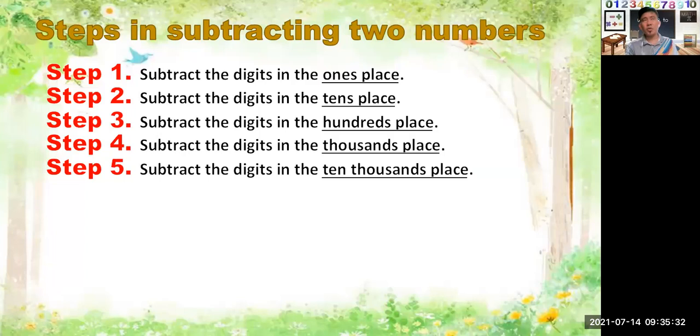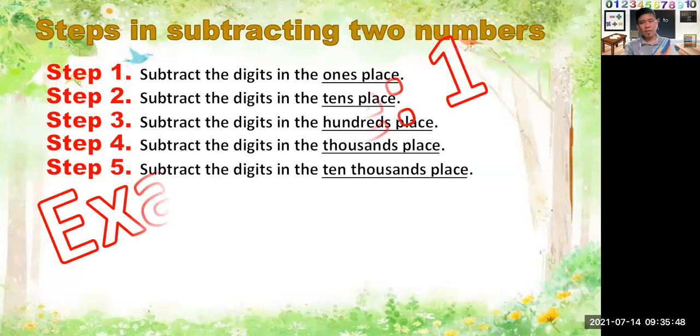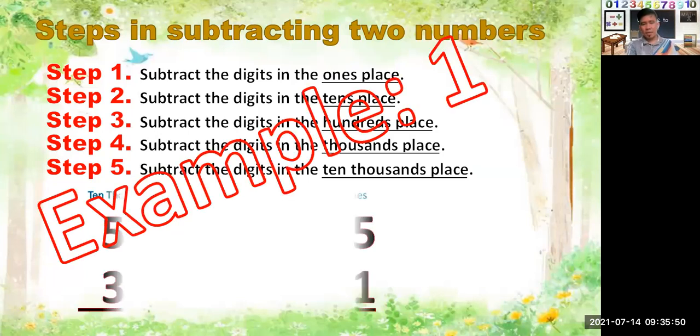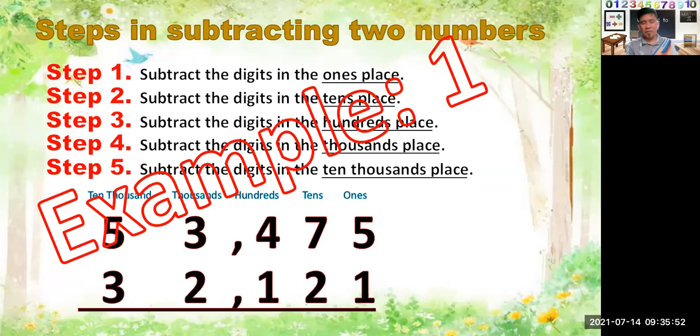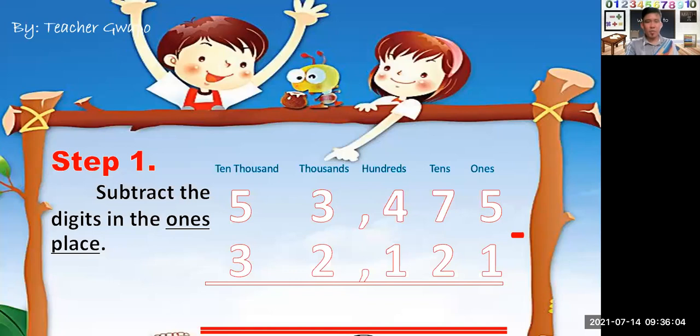When you were in grade 2, you learned about subtracting numbers up to 1,000, right? Since you are in grade 3, we will subtract numbers up to 100,000. But here, I give you an example up to the 10,000s place only. Example number one, we will subtract these numbers: 53,475 minus 32,121.